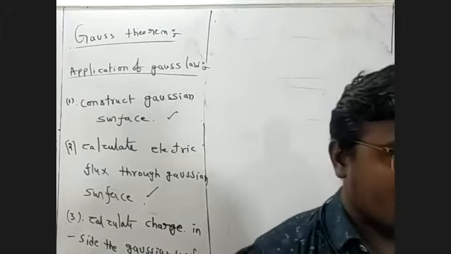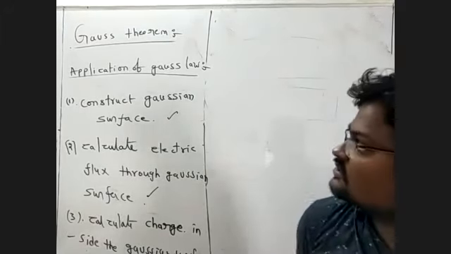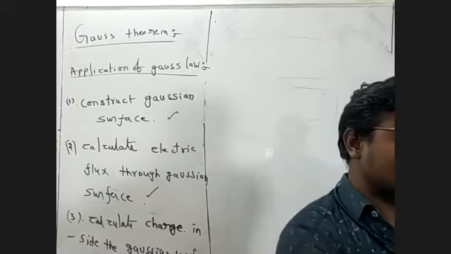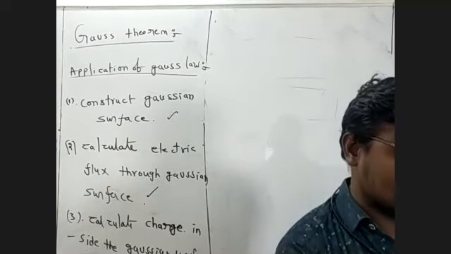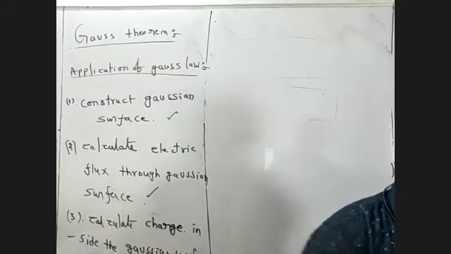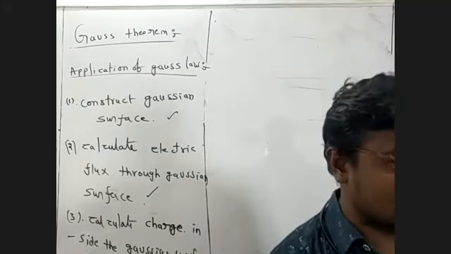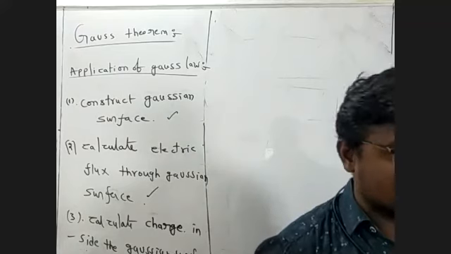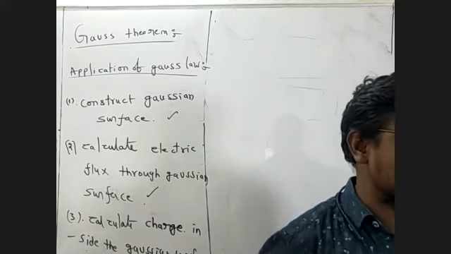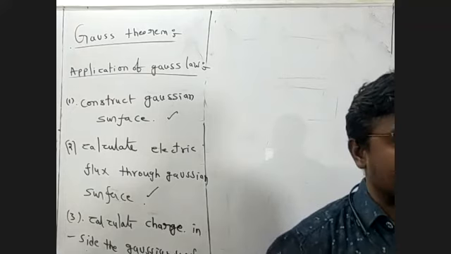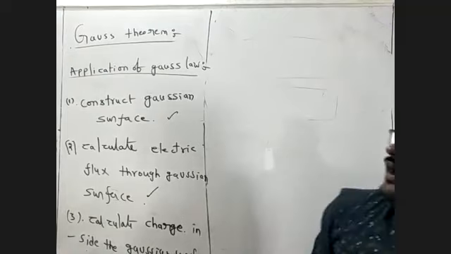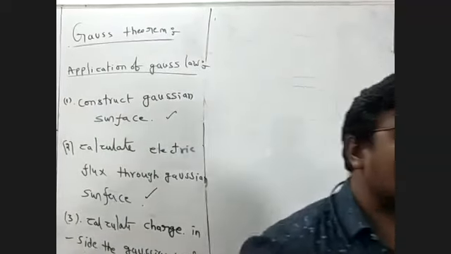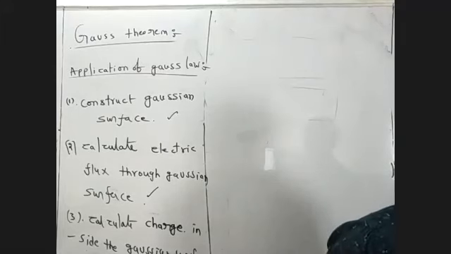So what is the meaning of Gauss law? What is the statement of Gauss law? Total electric flux passing through any closed surface is equal to 1 by epsilon naught times the charge inside the surface, the charge enclosed by the surface. That is Gauss law. Next we are going to learn the application of Gauss law, which is very important.